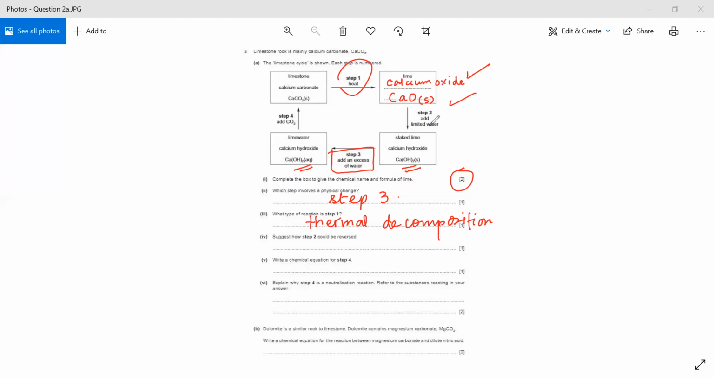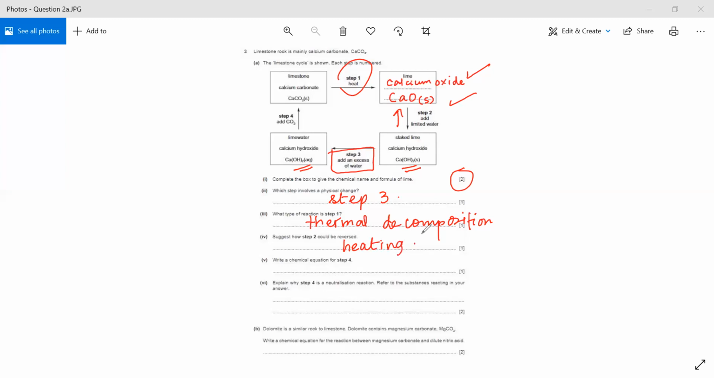This is step 2. You want to make it reverse. So what you can do, you can actually heat it. Because here you have added water. So when you heat it, water will be evaporated. So heating is actually going to make it reverse. Heating.